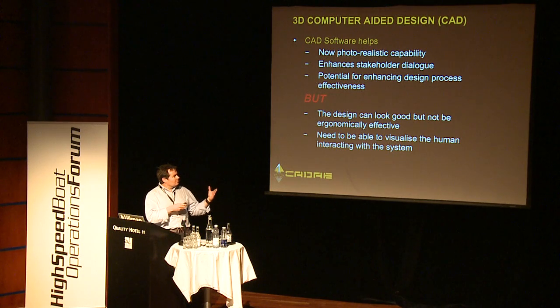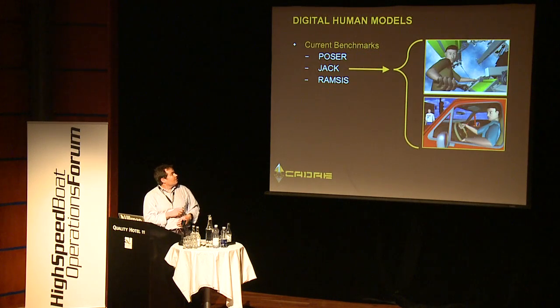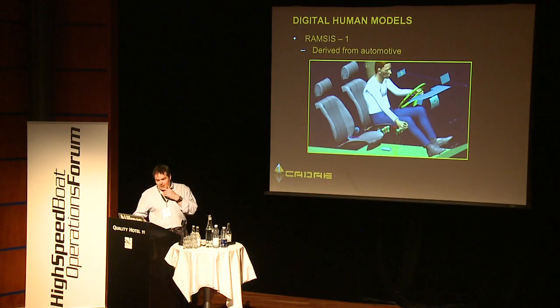Actually, this is trying to say, no, leave more space in there rather than cramming it full. There are some examples of what we're going to call digital human models that are out there. Poser is one that some of you may have used. Jack is more of an ergonomic tool that some of the scientific world use. We've got some examples here of how it's used. Ramsys is another one that's used in the automotive industry.